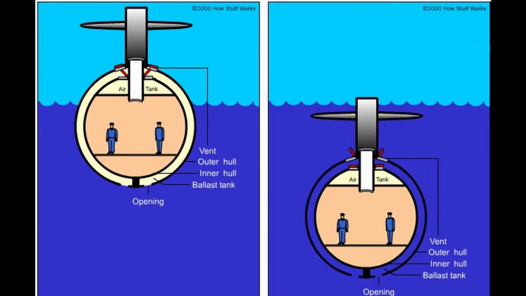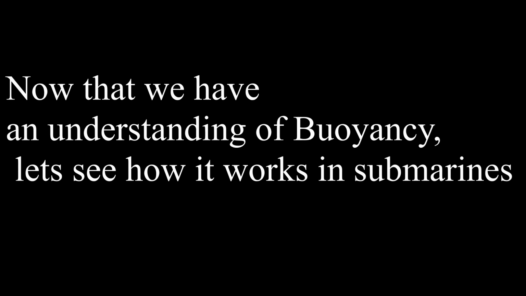Last but not least, how does a submarine dive and surface? It surfaces by changing how much water it stores in the blast tank. As you can see on the left, the blast tank is empty and the submarine is at the surface. On the right, the blast tank is full and the submarine dives underwater. Now that we have an understanding of buoyancy, let's see how it works in submarines.